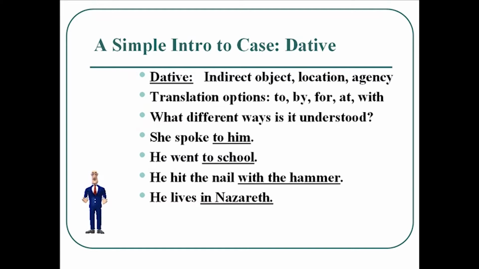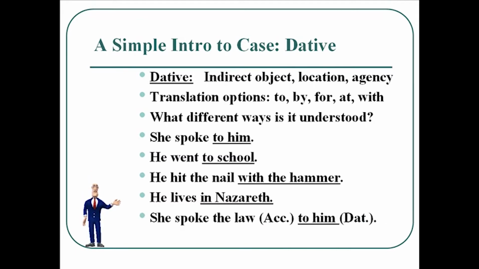So the dative case can be used in quite a few different and varied contexts. And we'll have to roll with it with these options. Generally 2 by 4 is a good place to start. At, with, and sometimes in can also be used to translate the dative case. Often we're going to see the dative case used to express the indirect object, as in the case of she spoke the law to him. The law would be the direct object as the accusative. To him would be the indirect object in the dative. And that's how it will be used quite frequently.